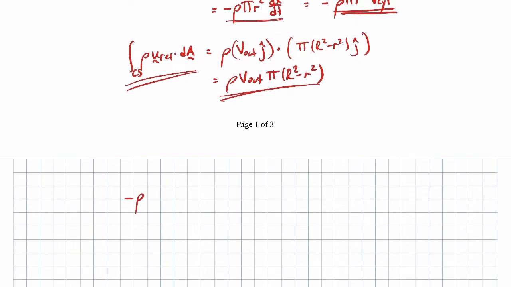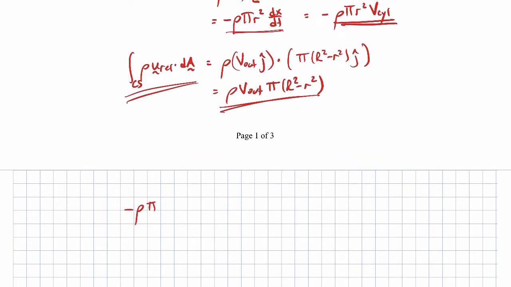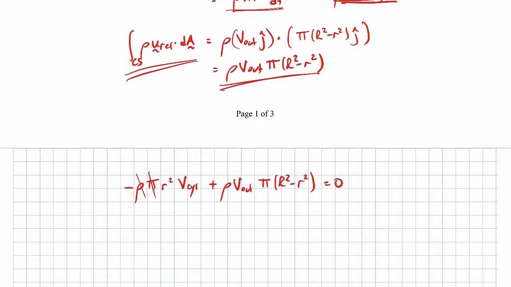We'll have the time rate of change of mass inside the control volume is just this term we evaluated earlier. And then here's our net mass flow rate out. Sum those together and it should be equal to 0. You can see a density and a pi drop out. And we're trying to solve for V out, so V out will equal V cylinder. And then it'll be capital R squared over little r squared minus 1. If I've done my math correctly there.